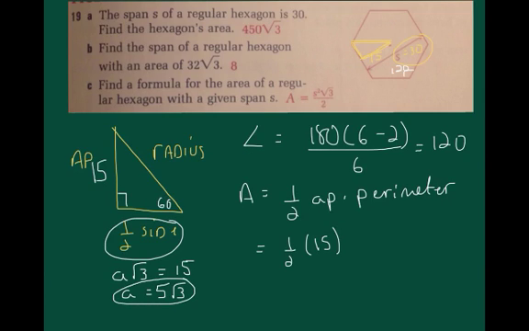So that's going to be half of a side. So if I multiply that by 2, I'll get 10√3. And if I multiply it by 6, I'll get the perimeter. So the perimeter will be 6 times 10√3. And if I multiply all that out, I should get the total area, which will be 450√3. Okay, let's take a look at part B of this problem.